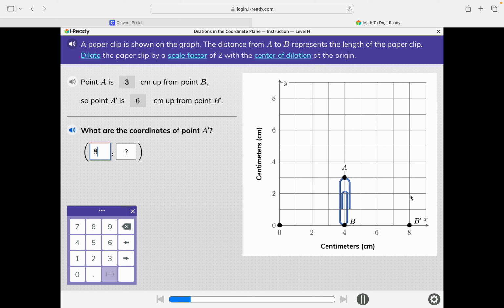8. And then how many times do we move up? In the Y: 0, 1, 2, 3, 4, 5, 6. 6. Write down 6.